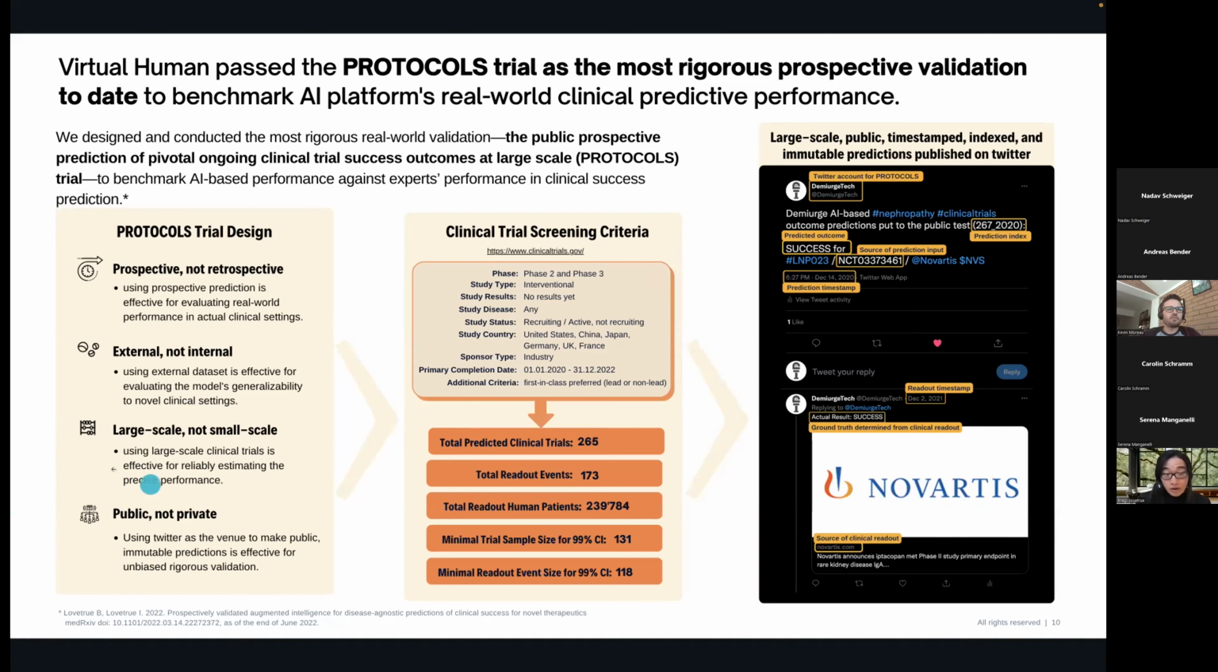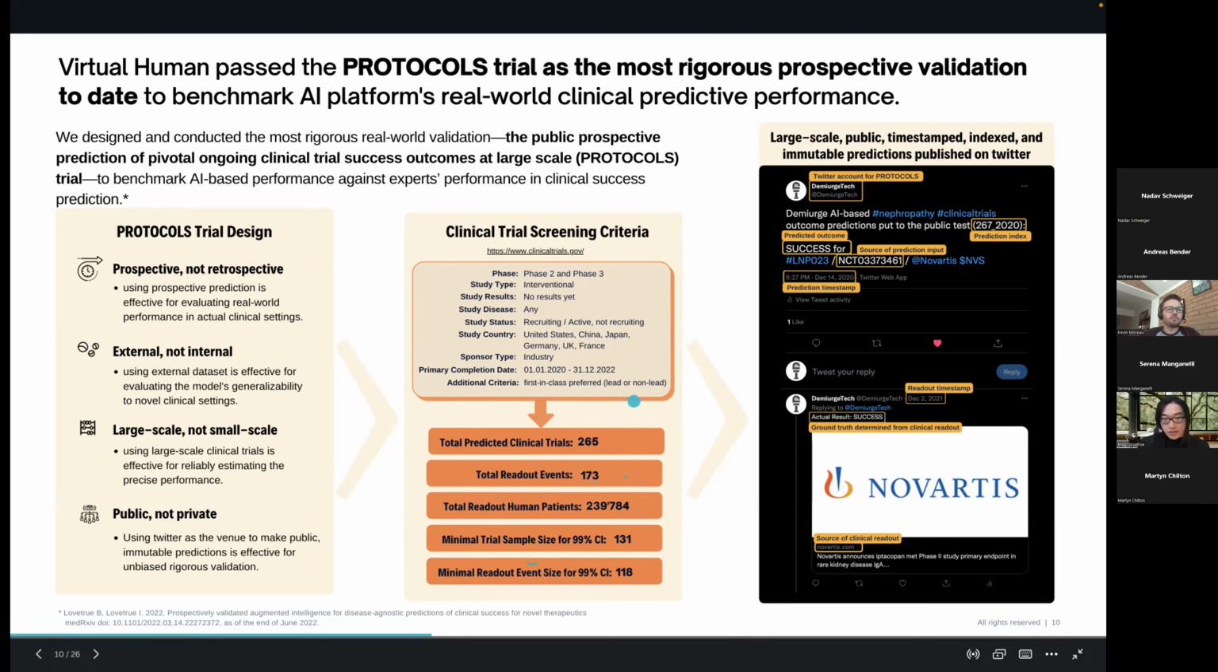And last but not least, this validation has been the world's largest scale so far. In the past 2 years, we have published 265 pivotal clinical trial predictions covering phase 2 and phase 3, without limits on any medications. Also for the past 2 years, we have waited for 173 readout events to become publicly available. Both of these numbers have met the minimum requirement for 98% confidence interval.